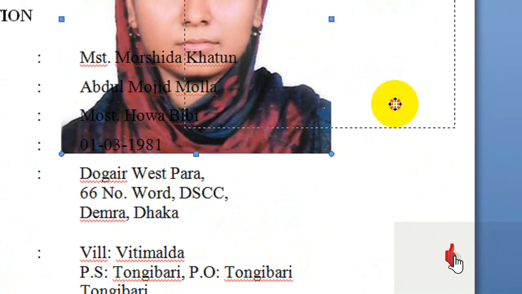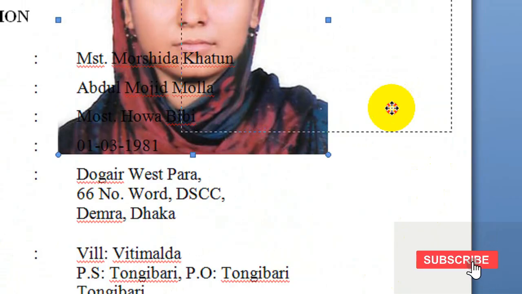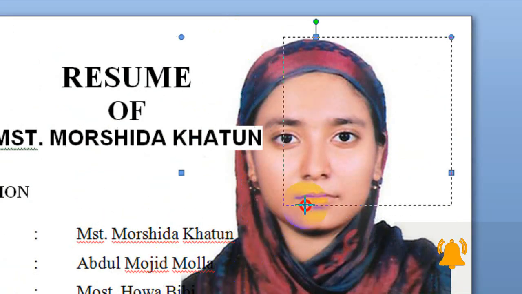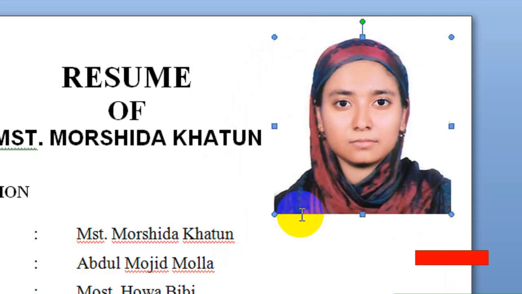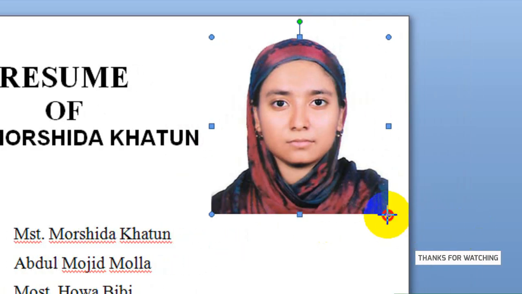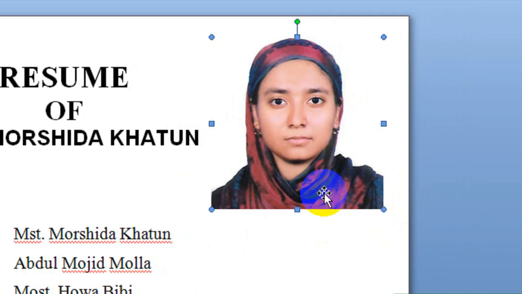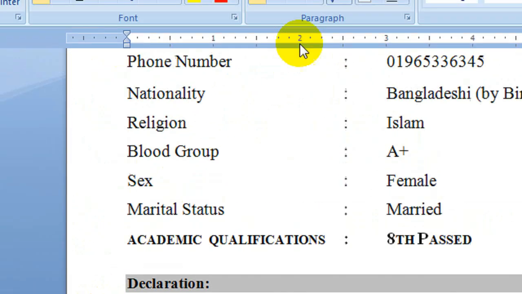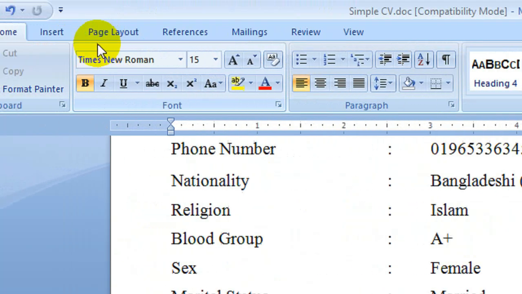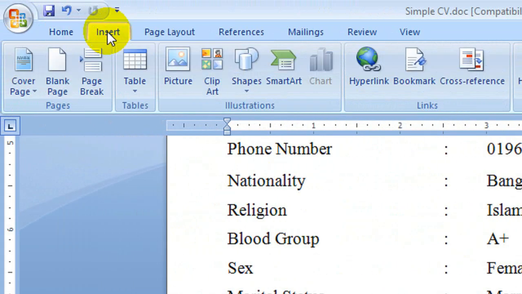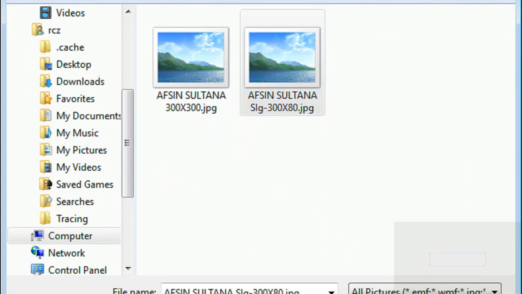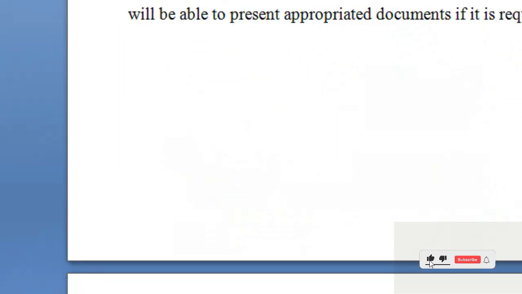So I place the picture in the right corner. After that, I resize the picture, and I think this is the perfect size. Okay, and after that, in the signature side, I insert my signature. So I click the signature tab, then click the picture option, and insert the sign. So this is the sign.